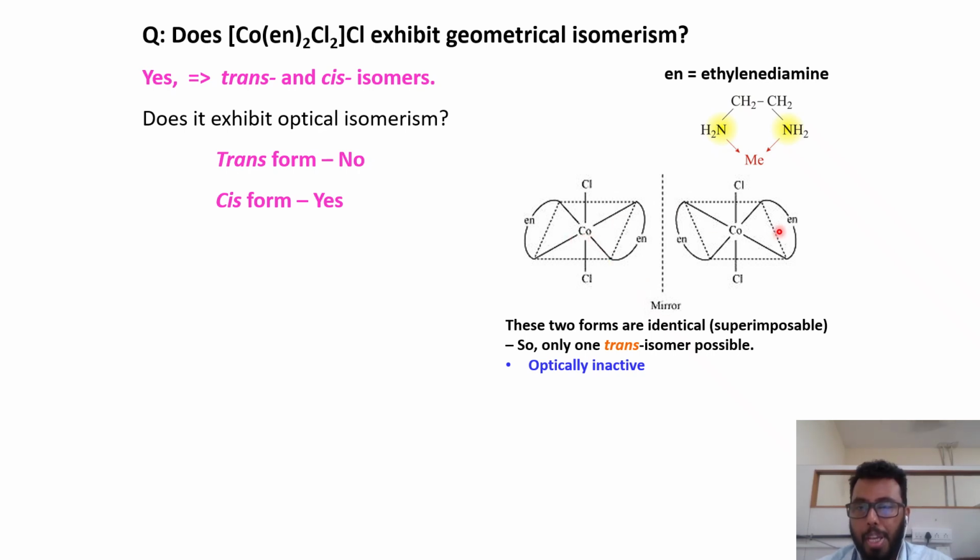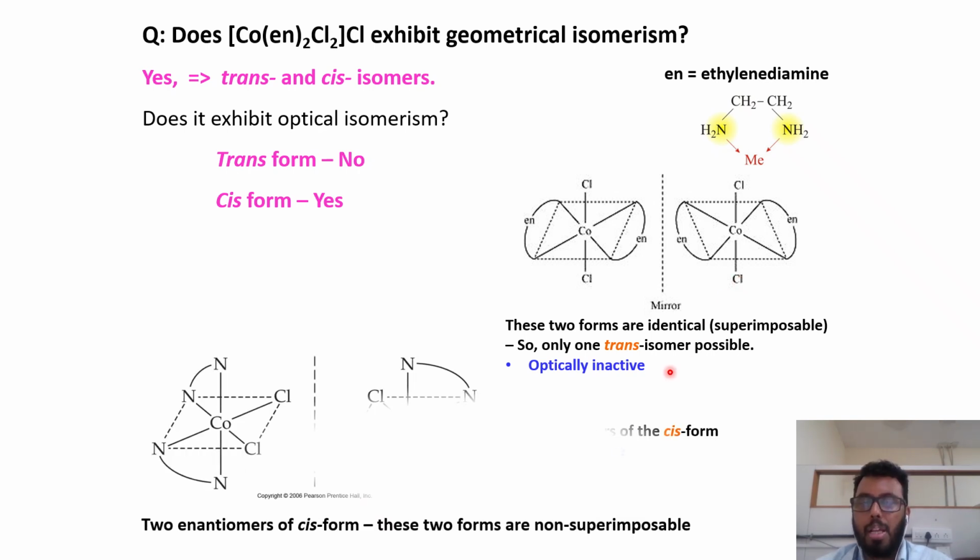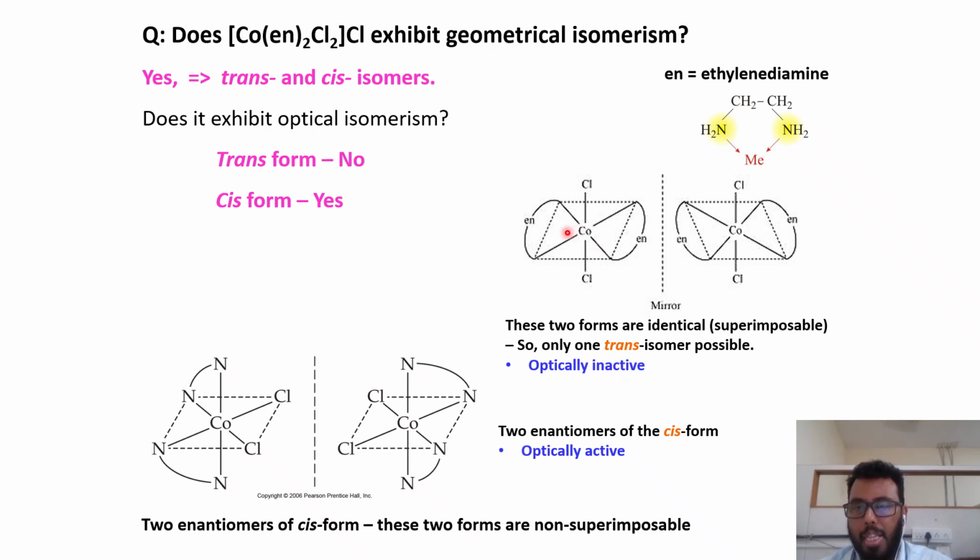So even if you keep this one, this chloride ion will overlap with this one, and this will overlap with this one. So it is superimposable. As a result, it is optically inactive. But let's take this, it is the trans form. Am I right? Ethylenediamine is present opposite to each other. Chloride is also present opposite to each other. So obviously it is the trans form. The trans form is optically inactive.